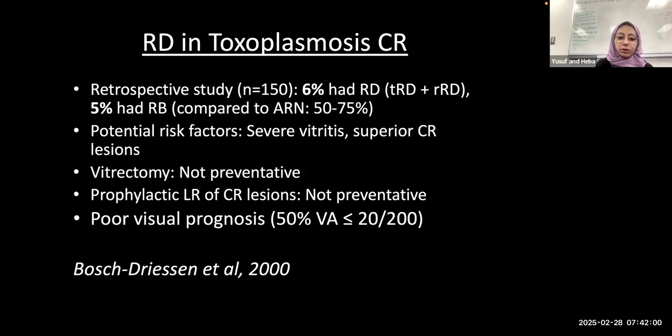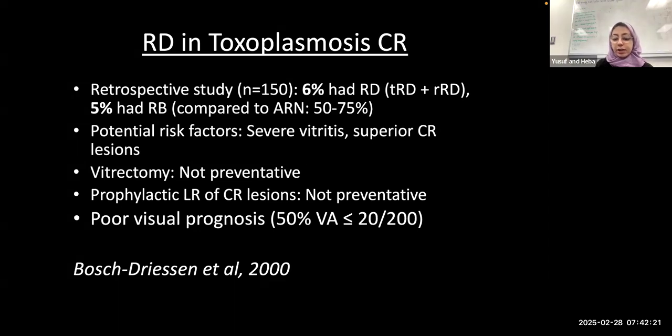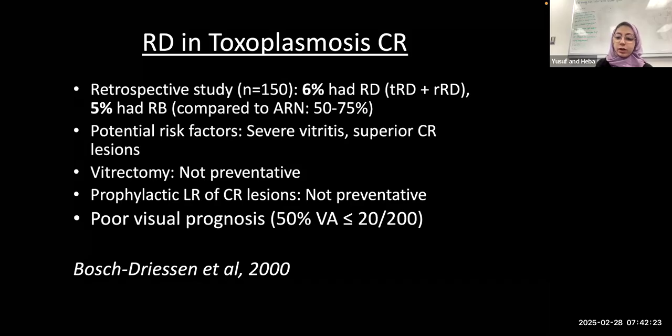People sometimes would do a diagnostic vitrectomy in these cases, and they found that diagnostic vitrectomy didn't prevent them from getting an RD. And prophylactic laser retinopexy of the lesions was also not preventative. They still detached. And a lot of them, 50% of them actually, had a vision of less than 20/200. So it's a very happy ending that our case ended up with 20/50 vision.